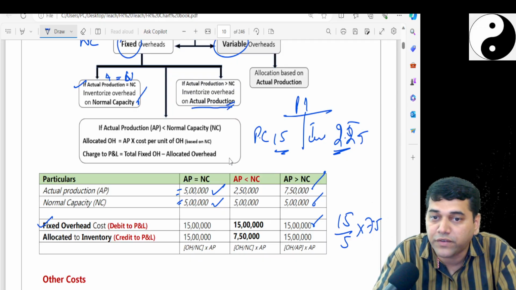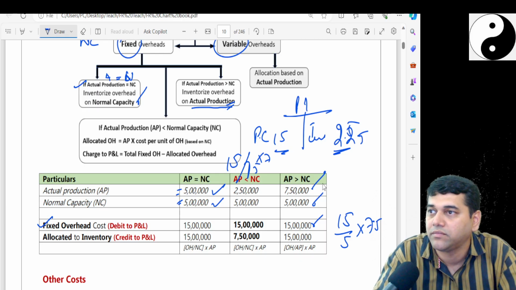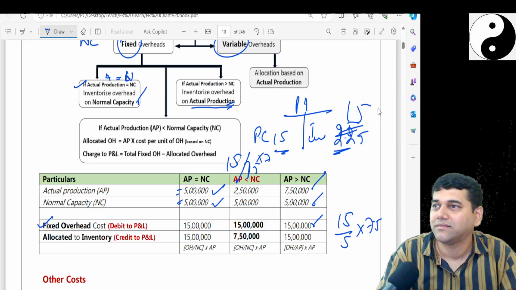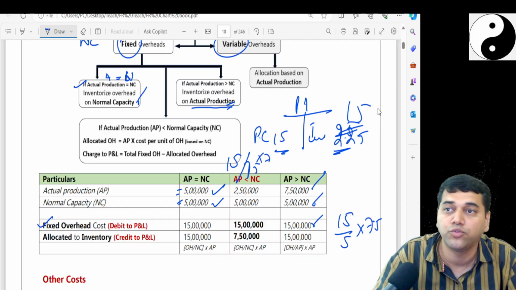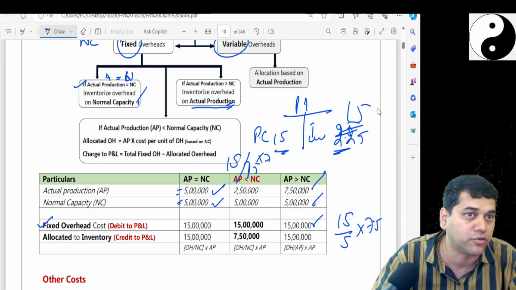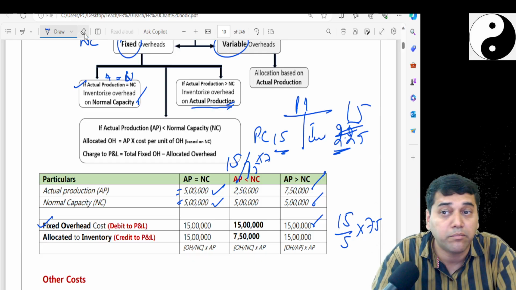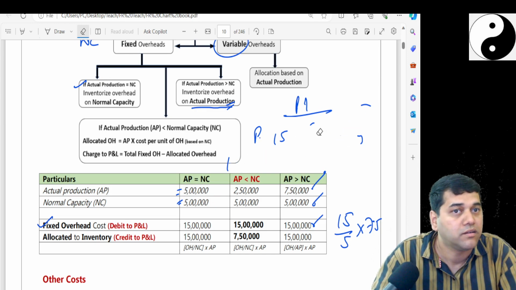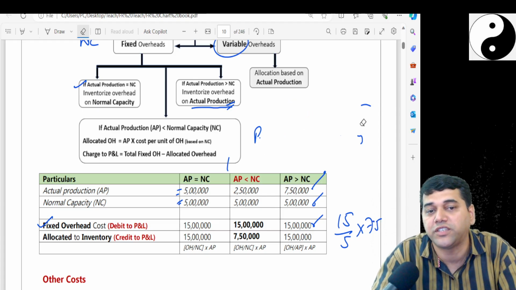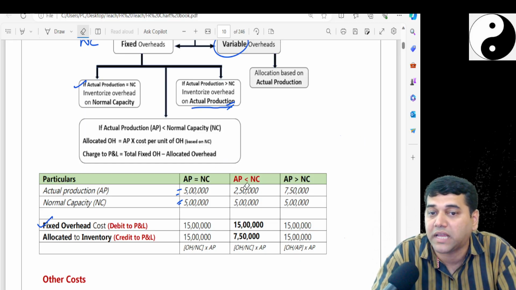So what you need to do? 15 lakhs divided by 7.5 into 7.5 means 15 only. Again, because you are far more efficient, how can I penalize you? I cannot penalize you. Understood this logic? Now let me go to a situation where somebody is inefficient. So punishment is required. When is that? What do you mean by inefficiency? That means your actual production is less than normal capacity.